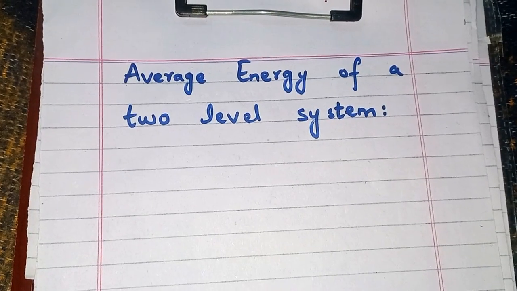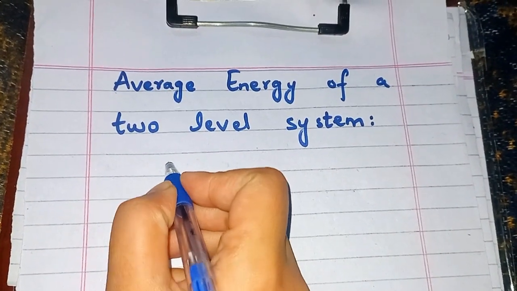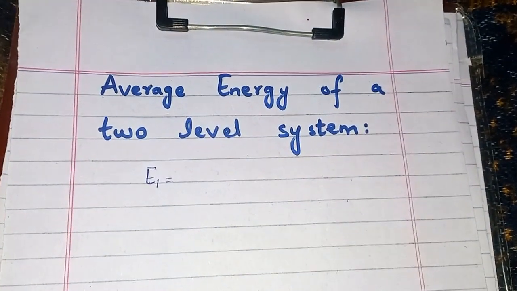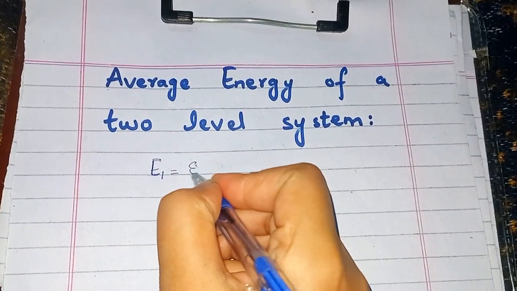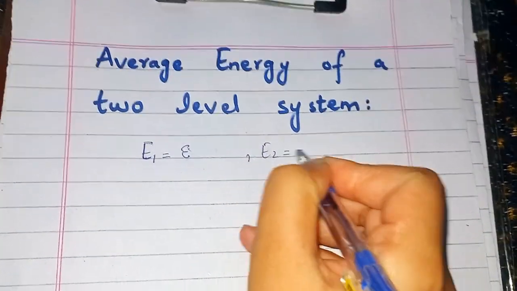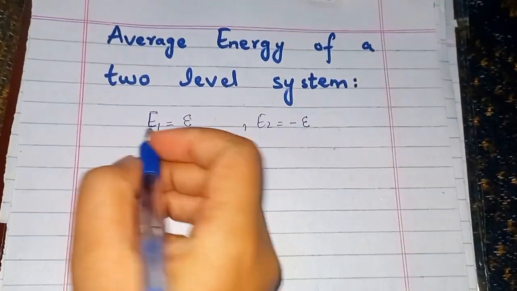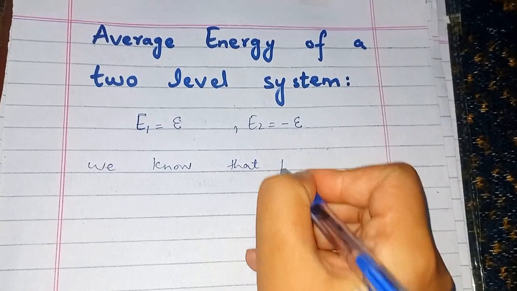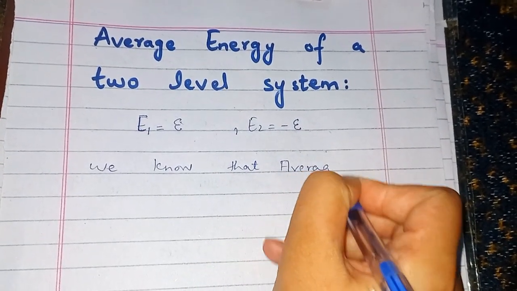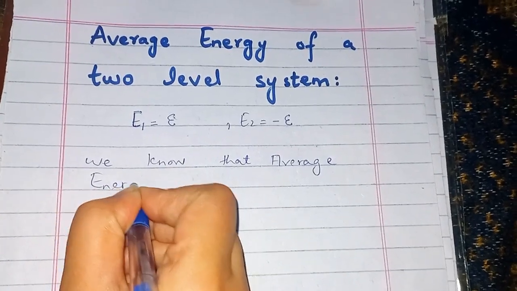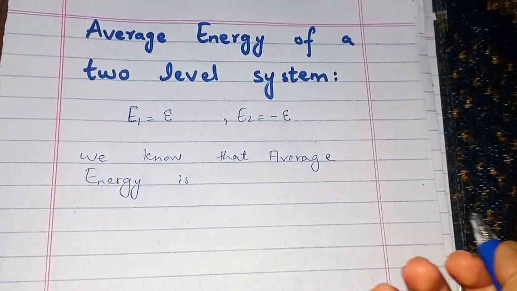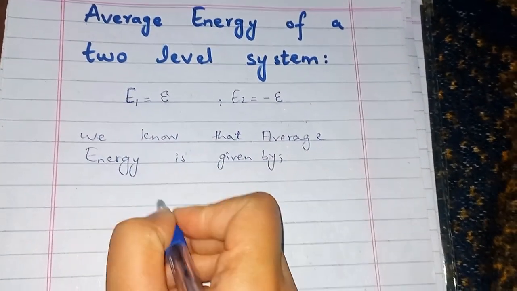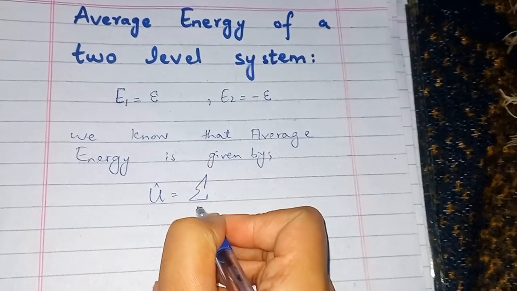Let's calculate the average energy of a two-level system. We have two different energy states here, as they have told us in the question as well. Two-level system means there are only two different energy states. The system has one that is positive E and the second energy state it has is negative E. We know that the average energy is given by, here average energy and average internal energy, both of these terms are equivalent, the following formula that we have proved as well.